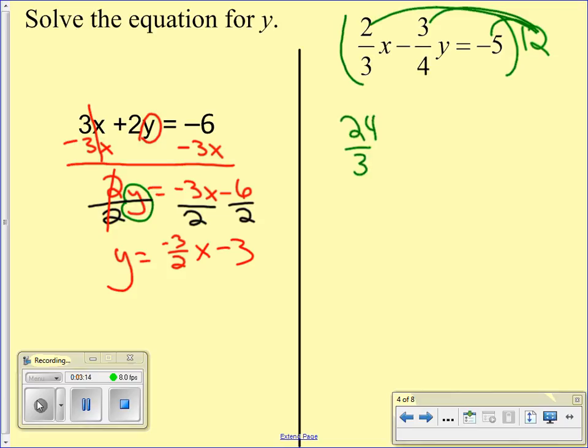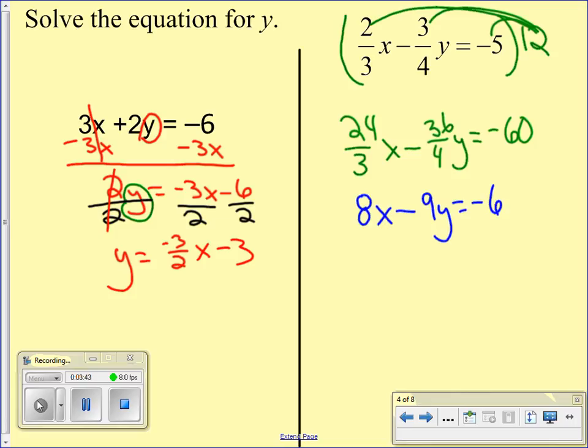24 over 3 x minus 36 over 4 y equals negative 60. And multiply the 12 to every part of the equation. Now that I've done my multiplication, I can reduce so that I eliminate the fraction. 24 over 3 becomes 8x, minus 36 over 4 becomes 9y, which equals negative 60.